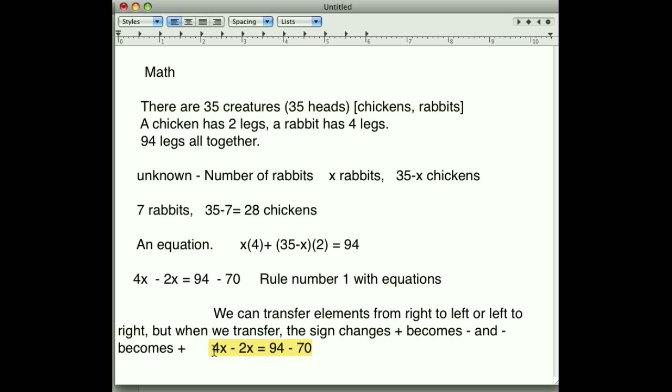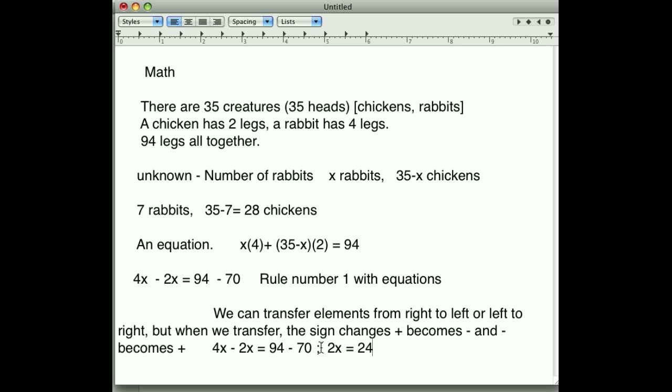So now let's continue to expand on this equation. We'll write semicolon, and then we do 4x minus 2x will be equal to 2x, right? This is straight math. 4x minus 2x is 2x, and 94 minus 70 is 24.